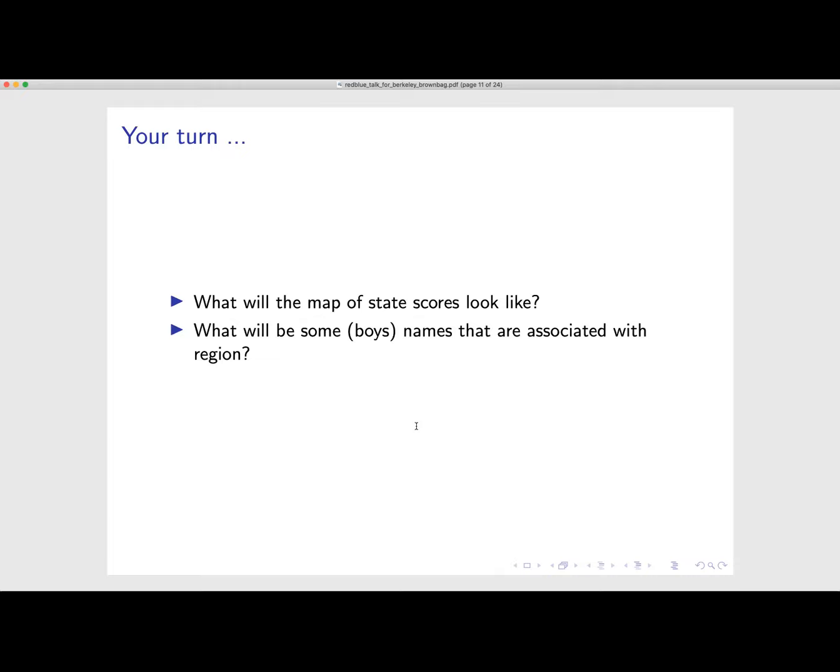Okay, so now it's your turn. What will the map of state scores look like? Well, that's not so interesting because I already told you it's going to look like the electoral map, but which names are going to be associated with which region? So let's do boys. Just use the room here. What's going to be a red name? Total silence. Quiet. Okay, too easy. But good, you answered. Paige, what's going to be a red name? Okay, a boy, a common name. Okay, maybe a red name. Okay, how about a blue name?